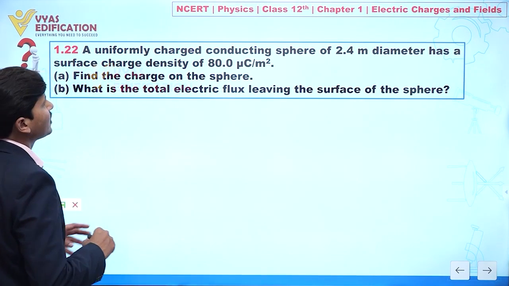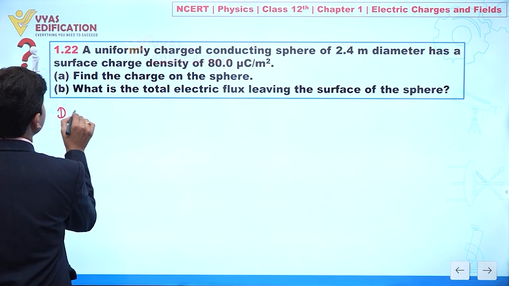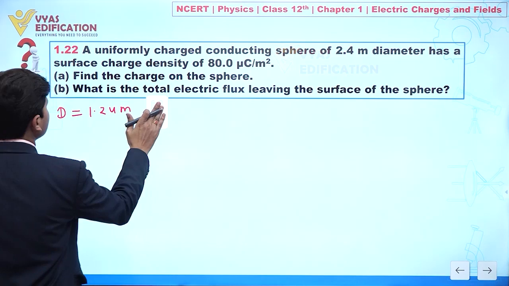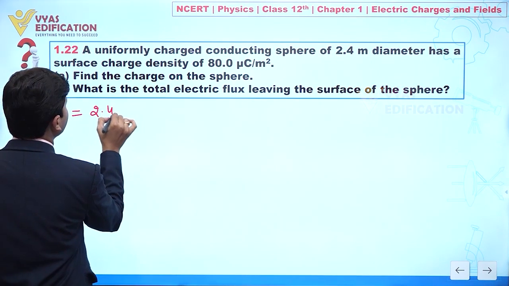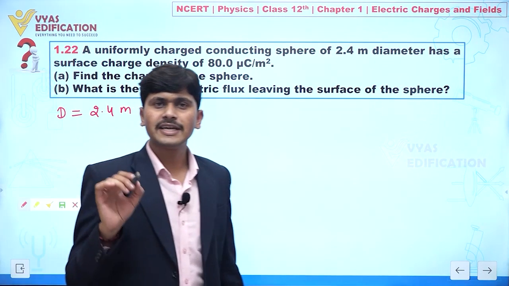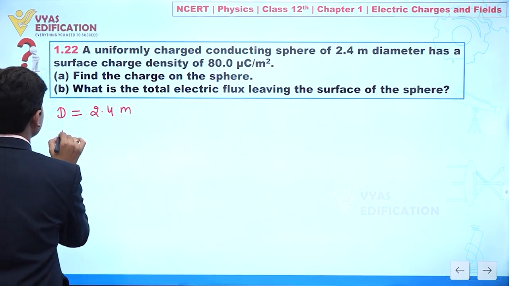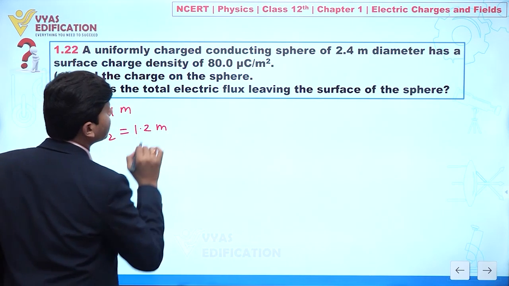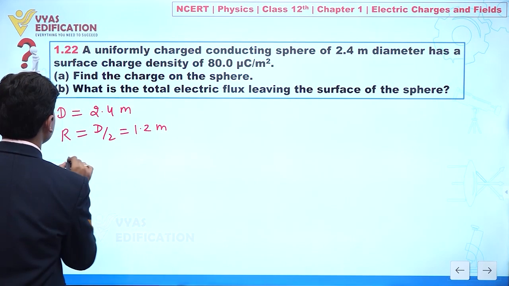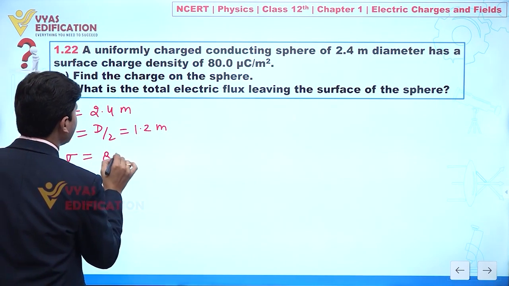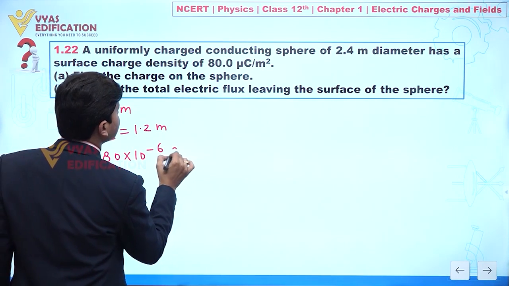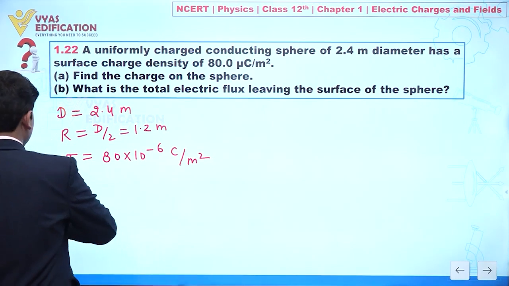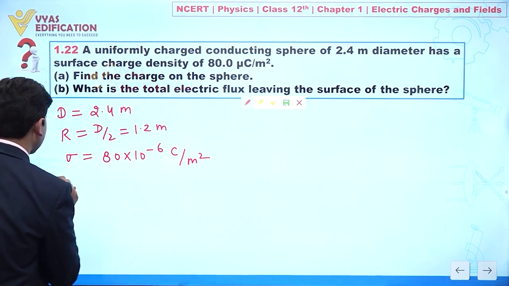Parameters given to us: diameter of the sphere is 2.4 meter. So what is the radius of the sphere? We can write radius is d by 2, and this is 1.2 meter. Surface charge density is given as 80 into 10 to the power minus 6 coulomb per meter square.